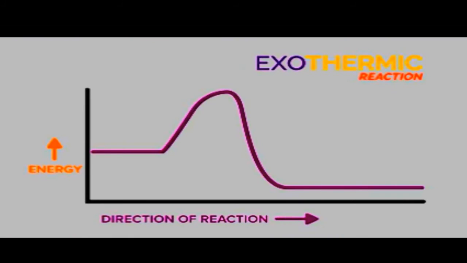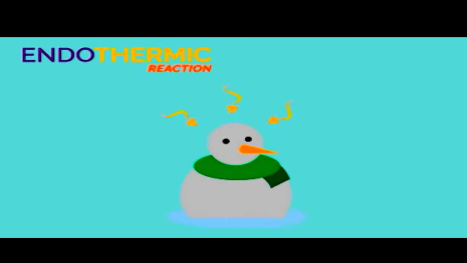Because in exothermic reactions, energy is given out to the surroundings, this means that the energy of the reactants is higher than the energy of the products, hence the energy curve for exothermic reactions will look like this. Now let's have a look at endothermic reactions. These are less common. Remember that endothermic reactions take in energy from the surroundings.